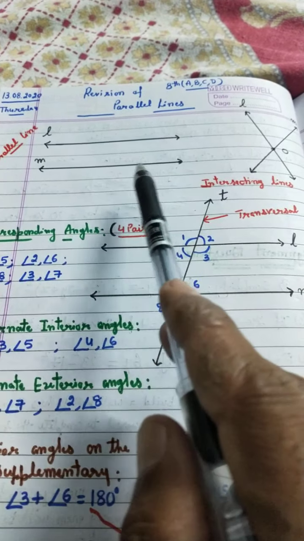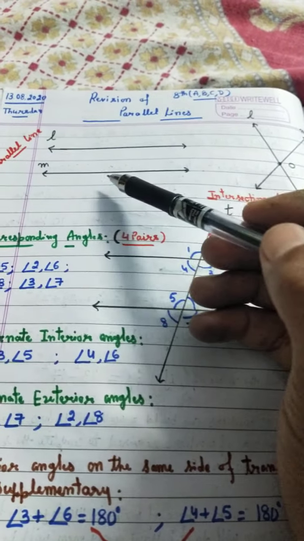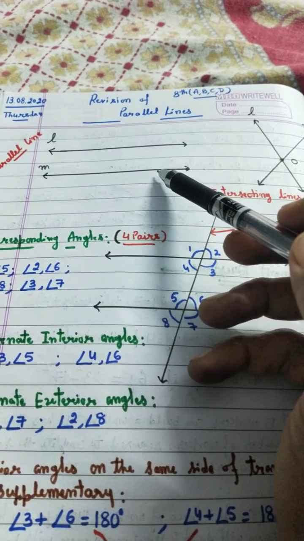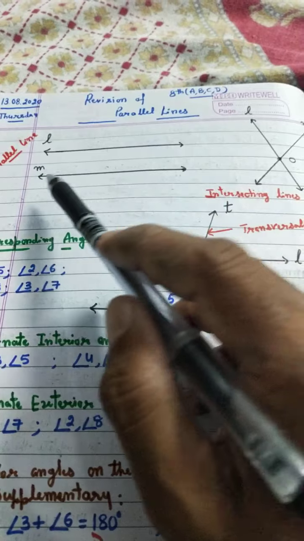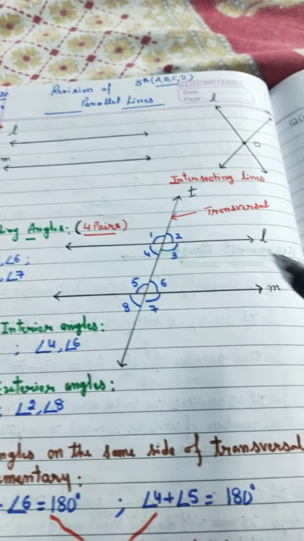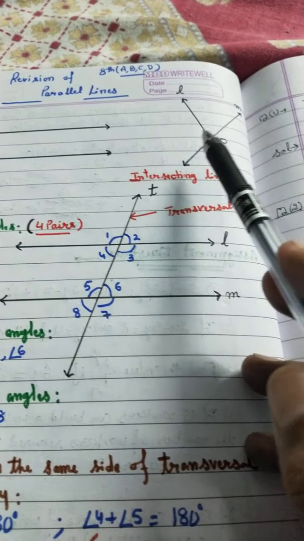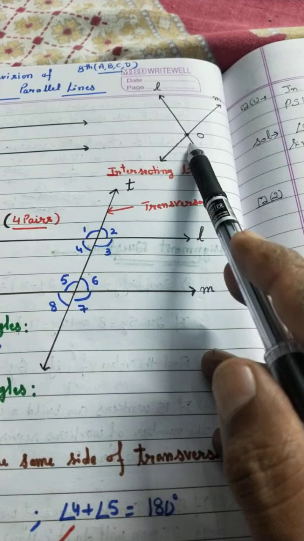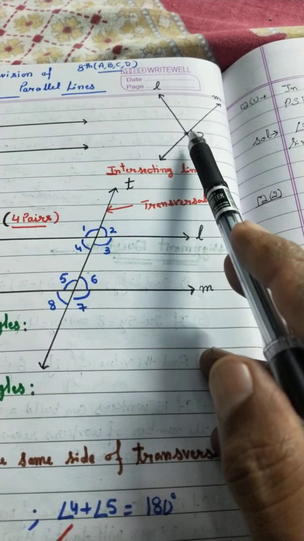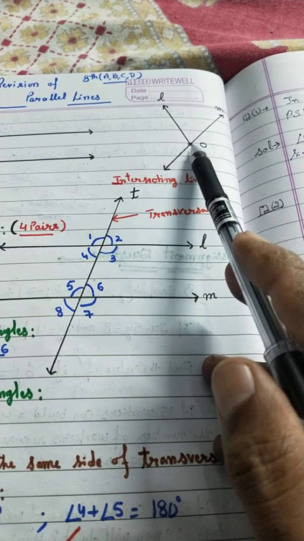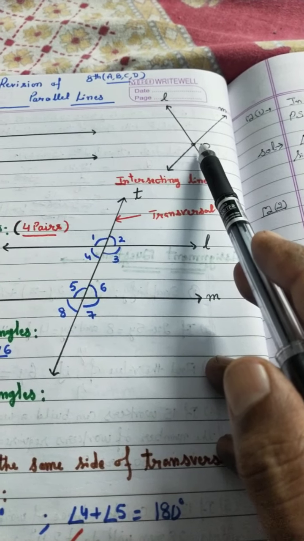Why are they called parallel? Because if we measure the perpendicular distance between them, it is the same everywhere. Two lines in a plane which do not meet anywhere are called parallel lines. Intersecting lines are two lines in a plane which cut each other at one point. This point where the two lines pass is called the point of intersection.